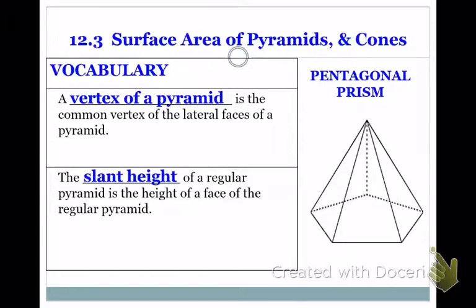The slant height of a regular pyramid is the height of a face of the regular pyramid. Okay, so the slant height would be from the middle of the base of this triangle up to the vertex. That's the slant height. We typically represent slant height with a cursive L. In a formula, you will see a cursive L for slant height.